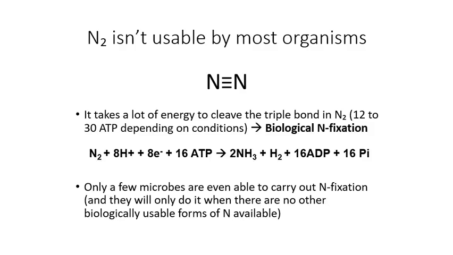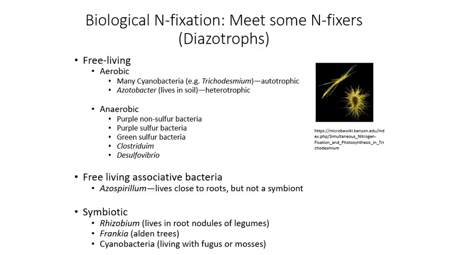Taking dinitrogen gas and turning it into ammonia is called biological nitrogen fixation, and the organisms that carry this process out do so when there are no other forms of nitrogen available, such as nitrate or ammonium. Biological nitrogen fixation is carried out by diazotrophs, and they can be free-living, either aerobic, like many types of cyanobacteria, or anaerobic, such as some of the anoxygenic photosynthesizers that are listed here. And they can also be free-living associative, such as Azospirillum, or they can be symbiotic, such as Rhizobium.